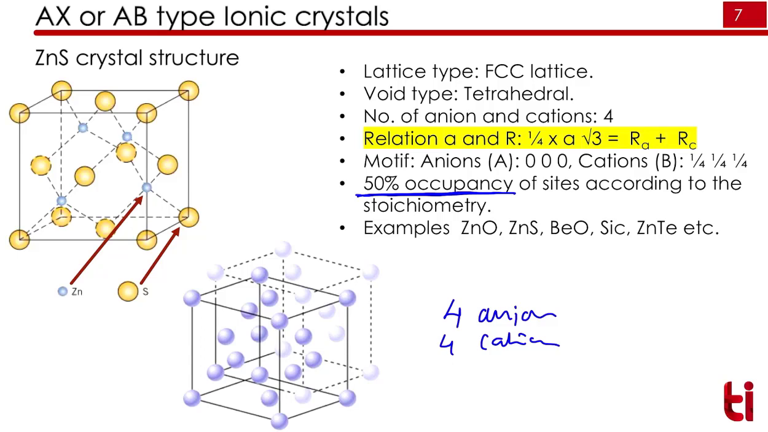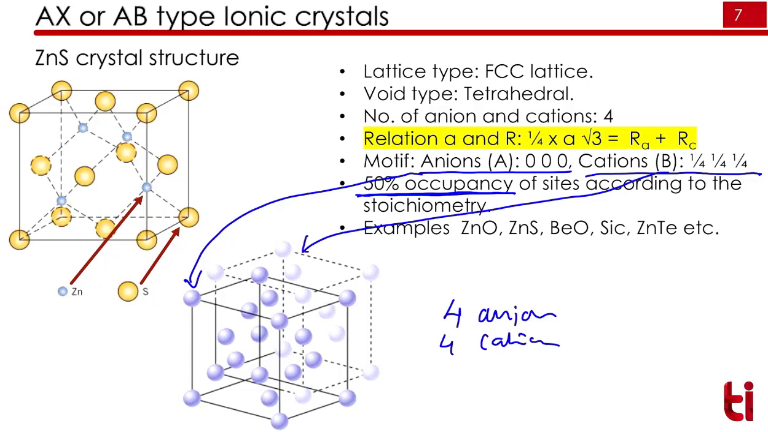Here also the structure can be assumed as the anion forming a lattice at 0, 0, 0, that is shown by this, and the cation forming a lattice at 1/4, 1/4, 1/4. So there are two FCC lattices. One is situated at 0, 0, 0. Another is displaced by 1/4, 1/4, 1/4 with respect to the anion lattice. These are the positions of the lattice, again not of individual atoms. The number of anions and cations is equal to 4 because this is an FCC lattice. Examples are ZnO, ZnS, BeO, ZnTe, etc.